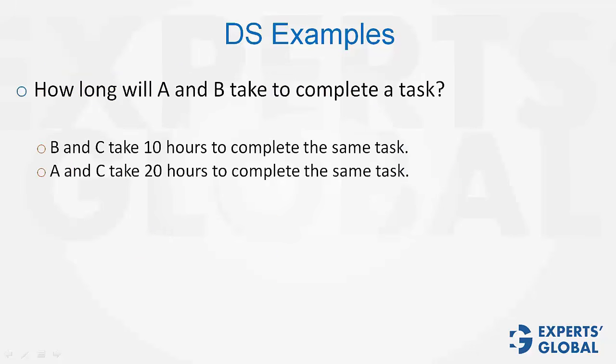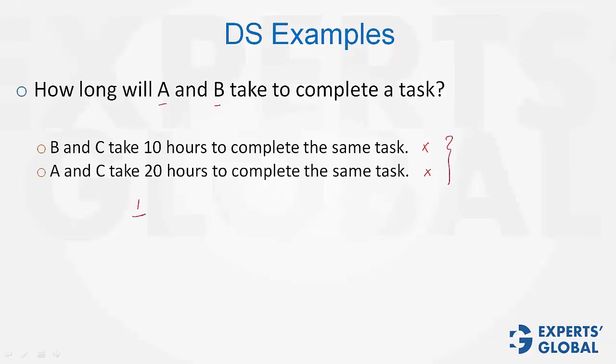Look at this one. Statement 1 doesn't talk about A, while the question is how long will A and B together take. So statement 1 is not sufficient. Statement 2 doesn't talk about B, so this is also not sufficient. On combining, what do we get?